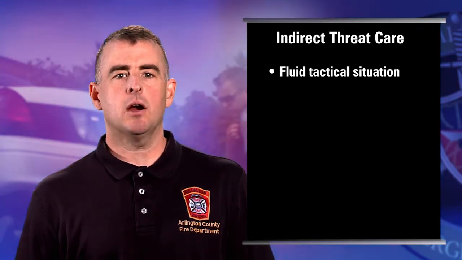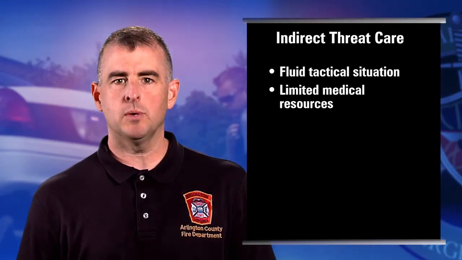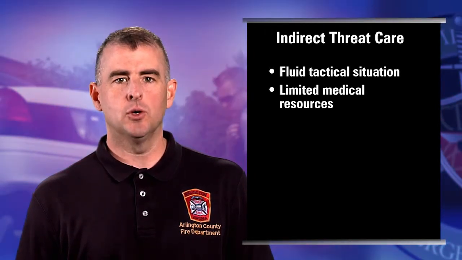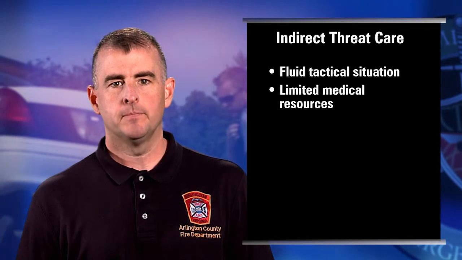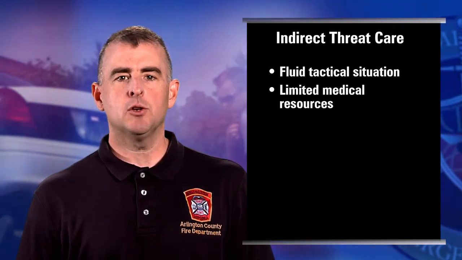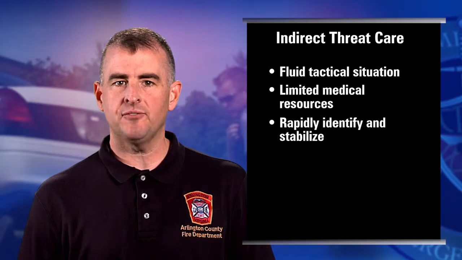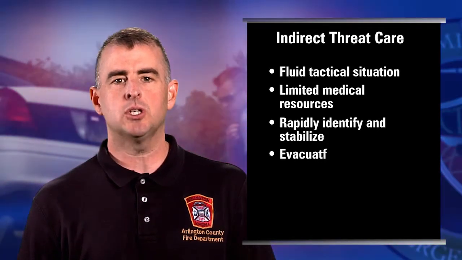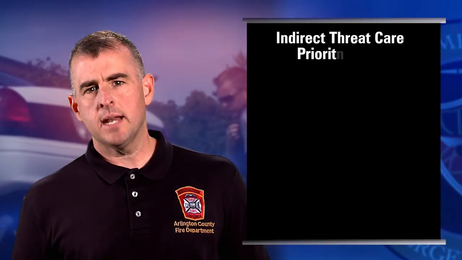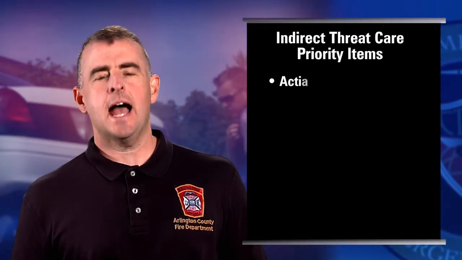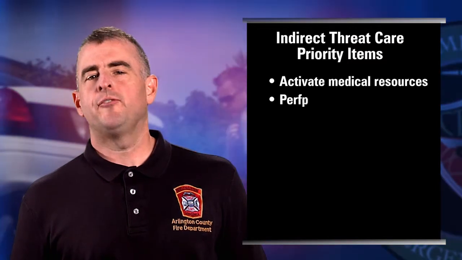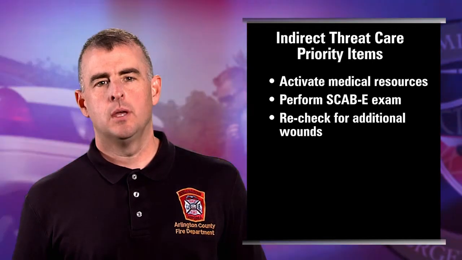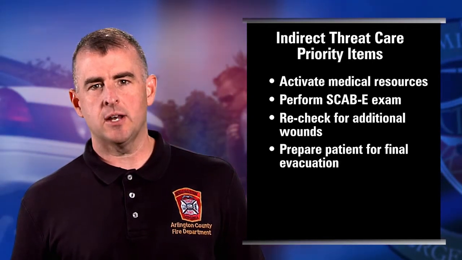In indirect threat care, you will have very limited medical equipment and resources. Essentially, you will only have yourself and the contents of your and the injured officer's trauma kit. The priority in the indirect threat care phase is to rapidly identify and stabilize the immediately life-threatening injuries and continue the evacuation to care. Action priority items for indirect threat care: activate medical resources, perform the SCAB-E exam, recheck for additional wounds, and position and prepare the patient for final evacuation to care.